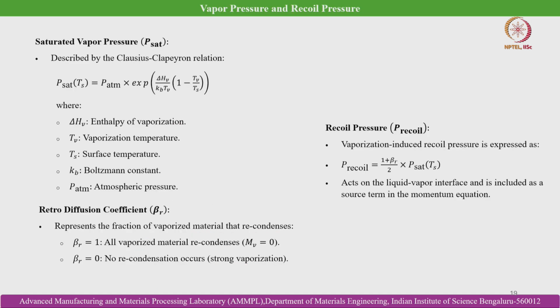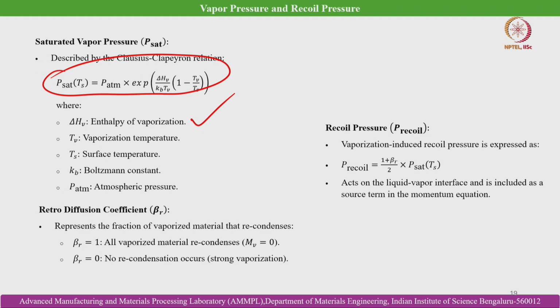The saturated vapor pressure P saturation at temperature Ts, that is the surface temperature, is described by the Clausius-Clapeyron relationship. So here P saturation at Ts is equal to P atmospheric pressure into exponential of (delta Hv by Kb Tv) into (1 minus Tv by Ts), where delta Hv is the enthalpy of vaporization, Tv is the vaporization temperature, Ts is the surface temperature as spoken earlier, Kb is the Boltzmann constant, and Patm is the atmospheric pressure. And then the retro-diffusion coefficient beta r.